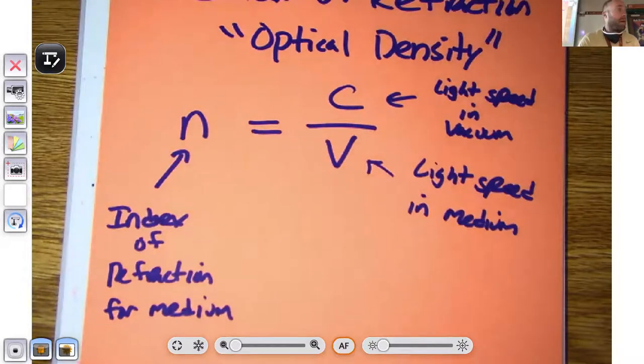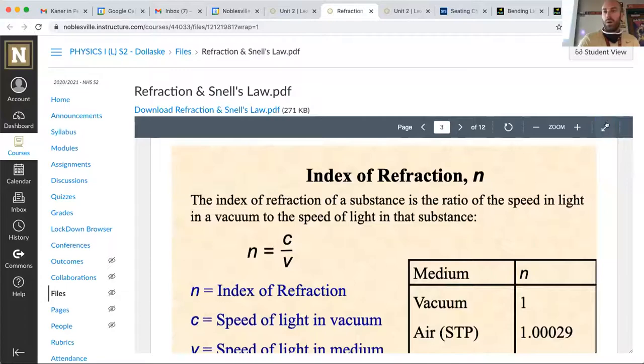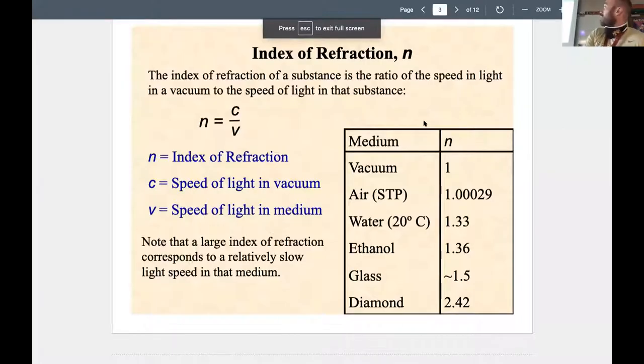I'm going to go back to the PowerPoint really quickly because your PowerPoint has a really nice table for various indices of refraction. As your PowerPoint says, the index of refraction of a substance, of a medium, is simply the ratio of the speed of light in a vacuum compared to the speed of light in that particular substance, in that medium.